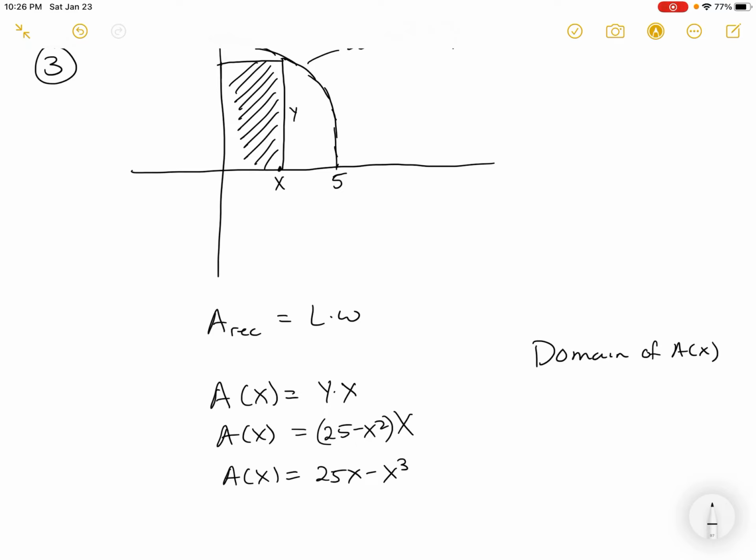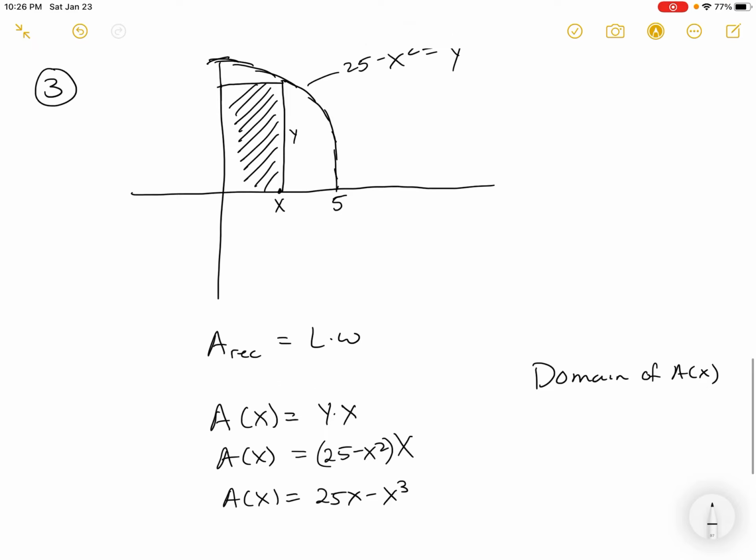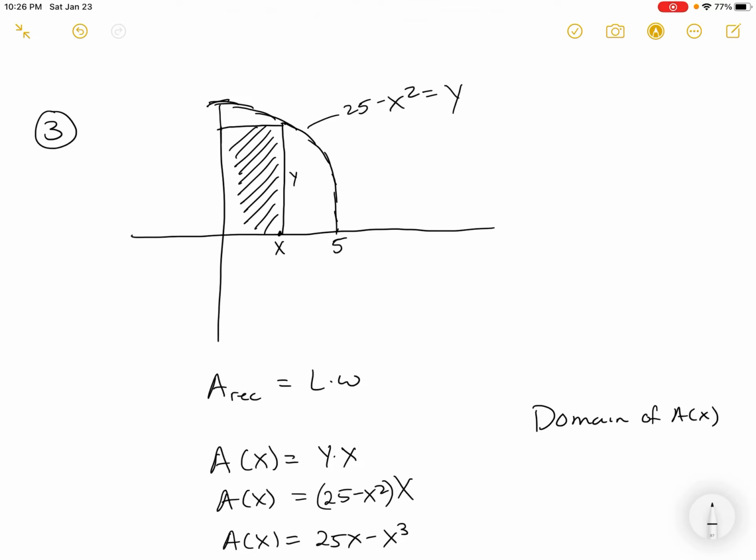Well, the domain is, think about this x. Where could this x go and start creating rectangles here in this first quadrant? Well, it can't go below 0. And it certainly can't go above 5. If it gets outside of that, then it has no upper bound, and so that's really weird. And so it's a natural domain of 0 to 5.